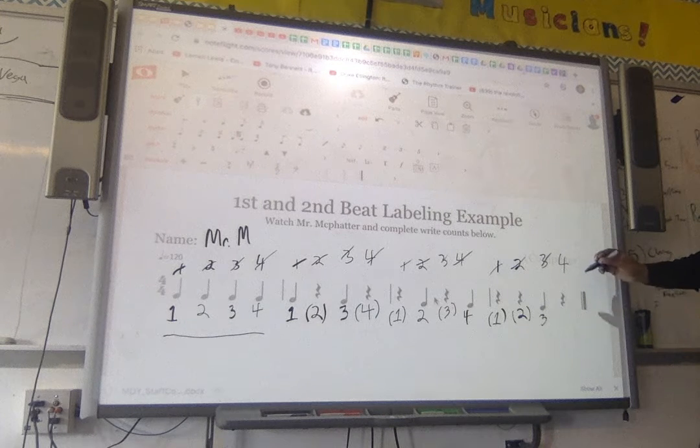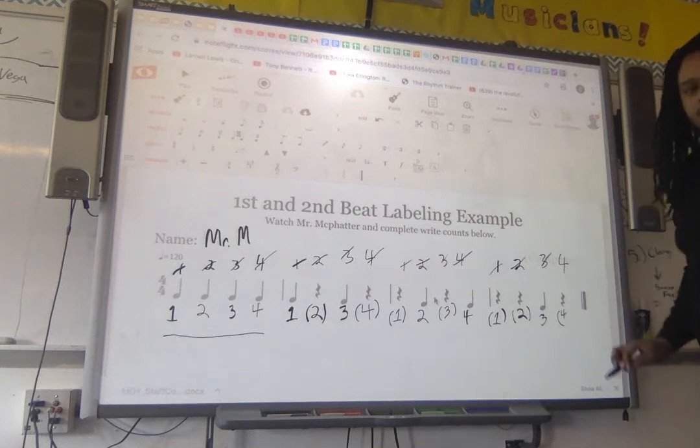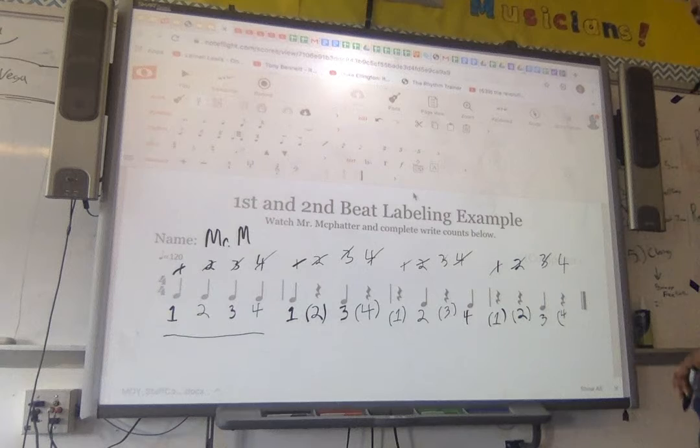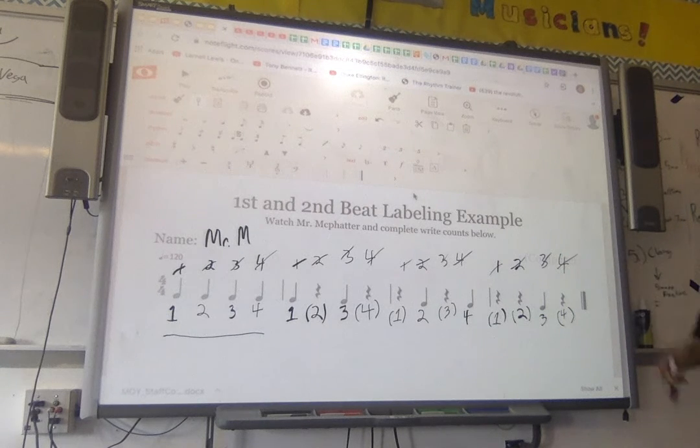And yes, our last one will be a rest on beat 4. Great job. All right. And I can't forget to put my parentheses around it. And I'll cross this out up top. And this is how you correctly write your counts underneath your measure.